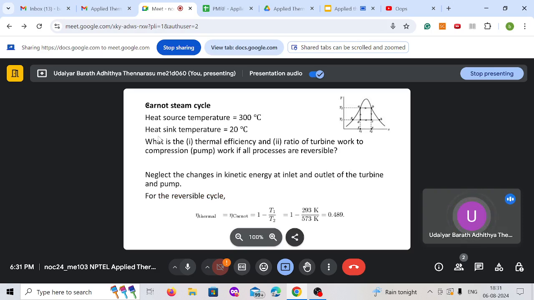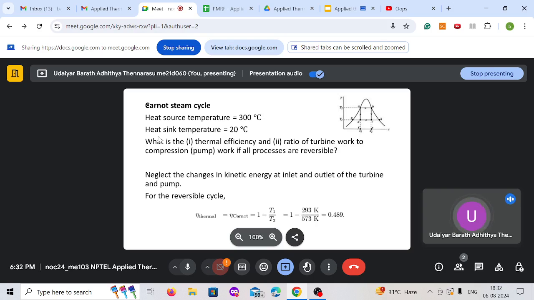So now we'll move on to see some numericals. First starting with a Carnot cycle example with steam cycle. Heat source temperature is 300 degrees Celsius and heat sink temperature is 20 degrees Celsius. What is the thermal efficiency and the ratio of turbine work to compressor work if all processes are reversible? Neglect the change in kinetic energy at inlet and outlet of the turbine and pump.